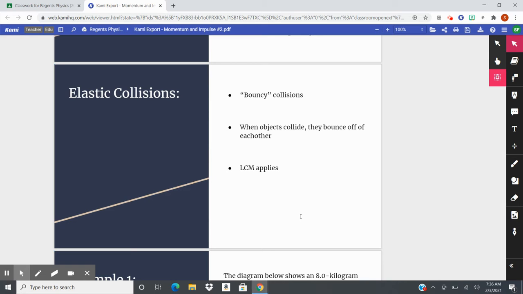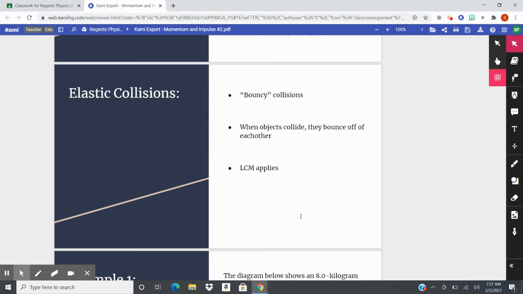Now let's talk about our next collision. We're going to talk about elastic collisions. These are bouncy collisions, right? Collisions that once objects hit, they're going to completely bounce off one another. They're not going to stick like inelastic. Inelastic collisions stick. Elastic collisions are considered bouncy.